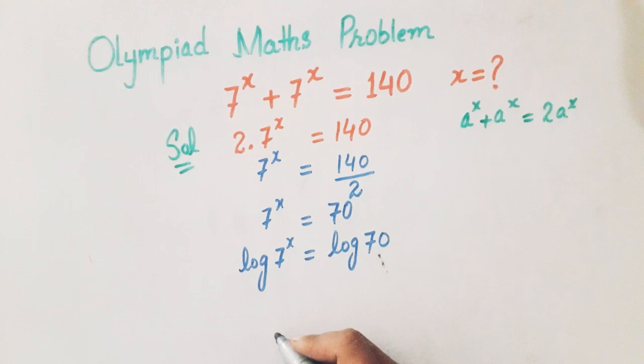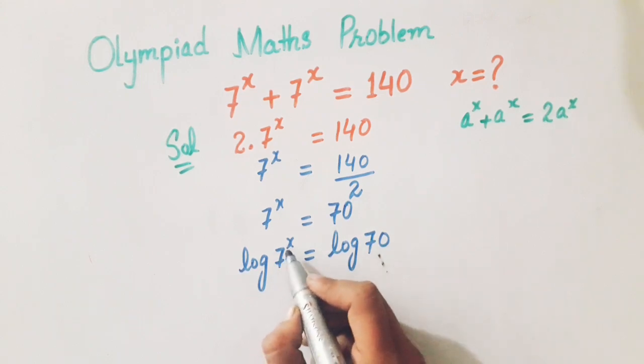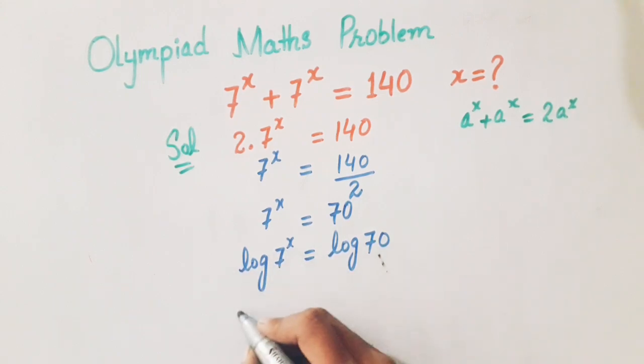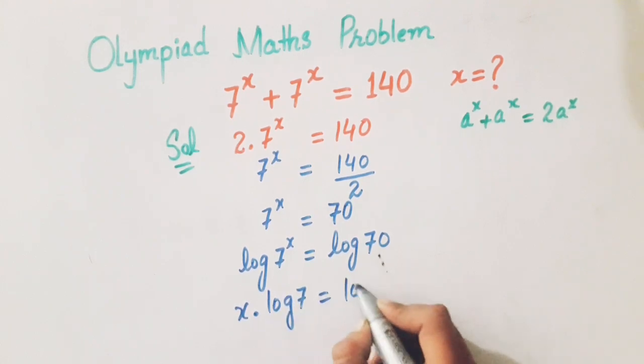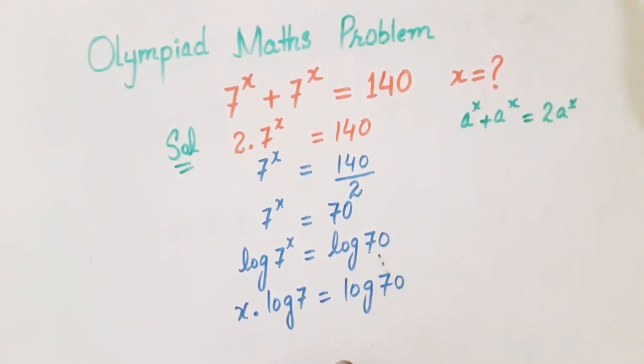Now we will apply the property of log. According to that, the power x will come in the start. So x log of 7 equals log of 70. Now in the next step, log 7 is multiplied here, so it will be divided. So x equals log 70 by log 7.